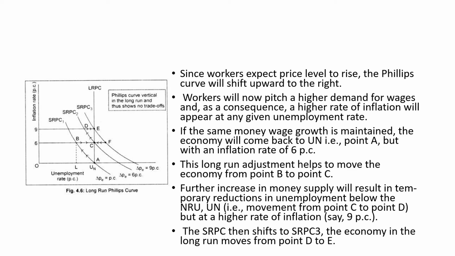This long-run adjustment helps to move the economy from point B to point C, and further we could see that a further increase in money supply will result in temporary reductions in unemployment below NRU, or non-accelerating inflation rate of unemployment. The SRPC then shifts to SRPC3. The economy in the long run moves from point D to point E.